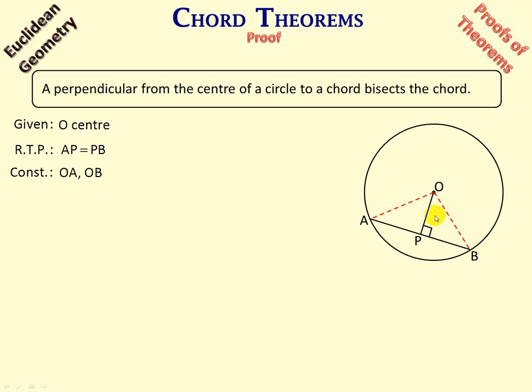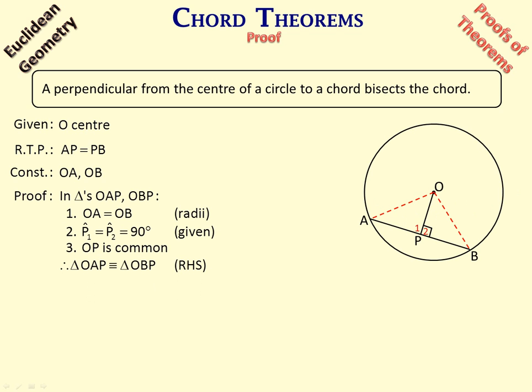Now in this case we have a common side, we have radii, and we have this equals that, being perpendicular. And this is a special case of the non-included angle for congruency, right angle hypotenuse side. So there's our proof. OA equals OB, radii, P1 equals P2 equals 90 degrees, given that they're 90, and OP is common. So therefore, right angle hypotenuse side, the triangles are congruent.